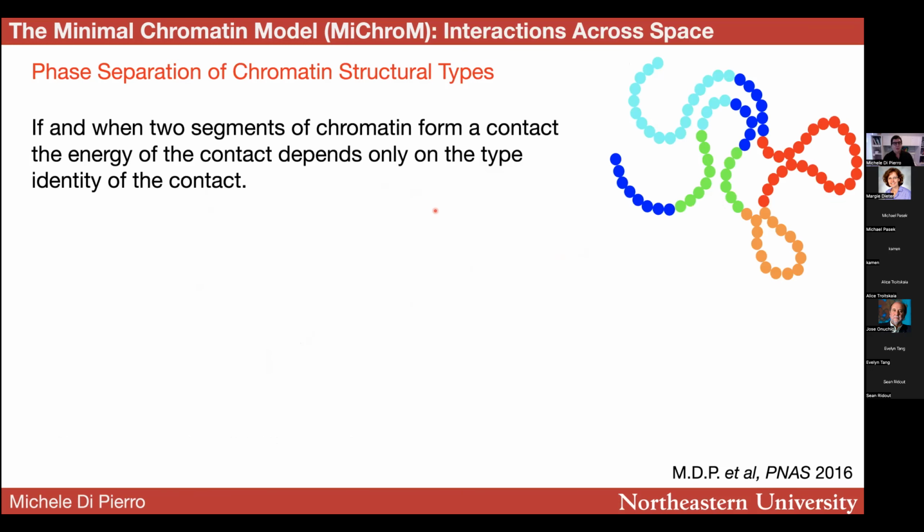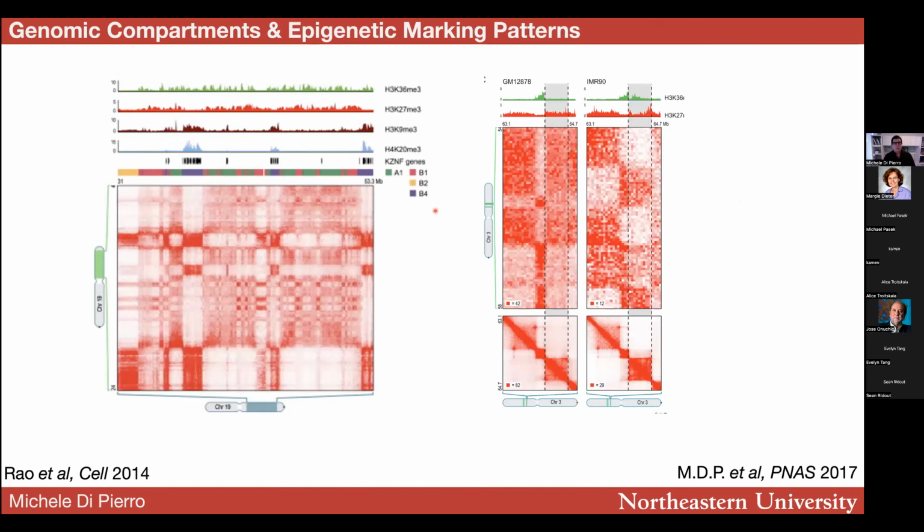And it turns out that in physics terms, this assumption is the idea that there is a phase separation of chromatin structural types. If and when two segments of chromatin form a contact, the energy of that contact depends on the type identity of that contact. This physical ansatz was inspired by observing the experimental data.